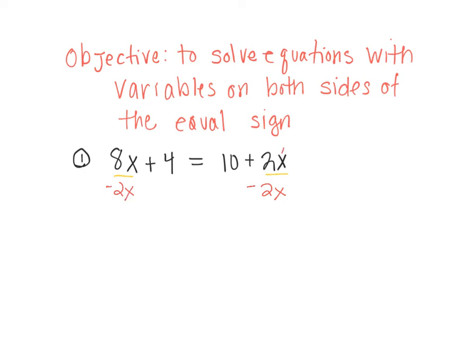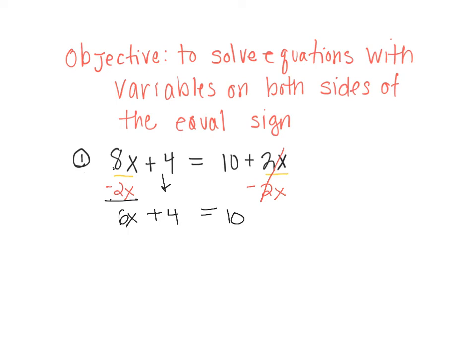And what will happen is over here the positive 2x and the negative 2x will cancel out. And that will leave me the constant of 10 on the right side. And then over here, the 8x minus 2x will leave me 6x. And then I'm going to drop down the plus 4.